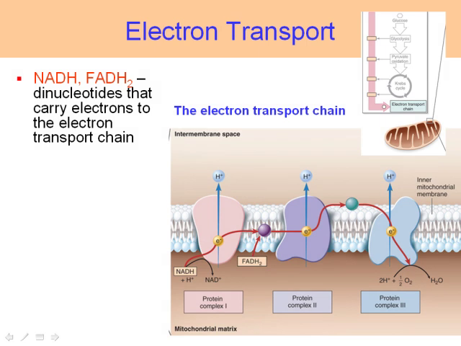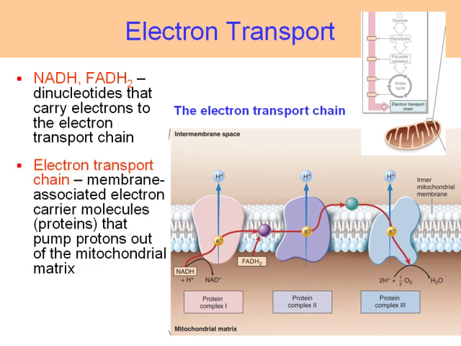So the final step of this process is the electron transport chain. Remember that I said that NADH and FADH2 are carrier molecules and that they carry electrons to the electron transport chain so that they could create a lot of energy. NADH and FADH2 are called dinucleotides. They're composed of 2 nucleotides that have been bonded together. And these dinucleotides, again, carry electrons to the electron transport chain.